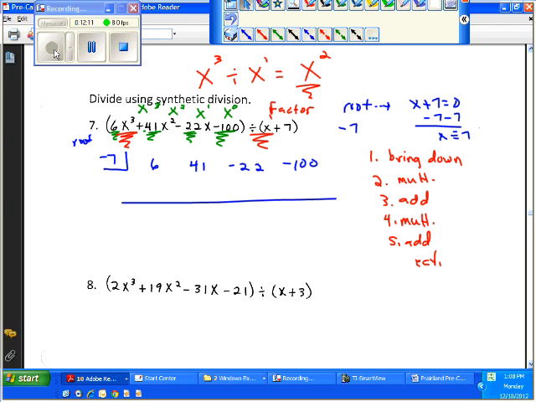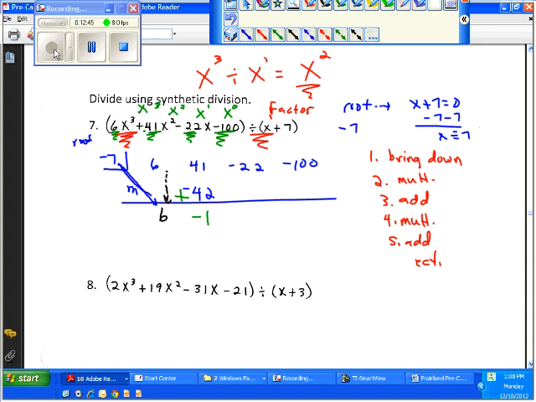All right, so step 1 is to bring down. Step 1, I said step 2. That was weird. Step 1 is to bring down. Step 2 is to multiply. Negative 7 times 6 is negative 42. Step 3 is to add negative 1. And then we repeat that.